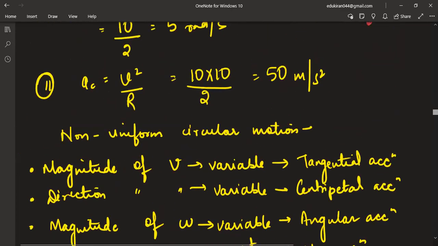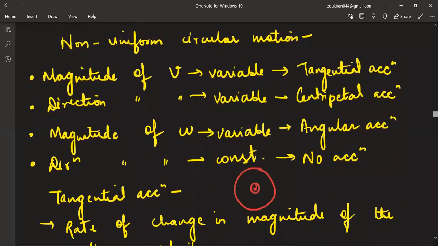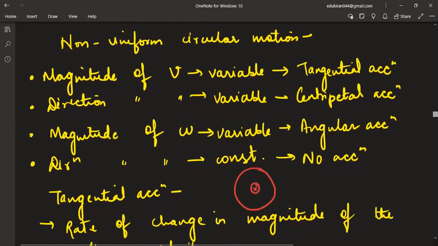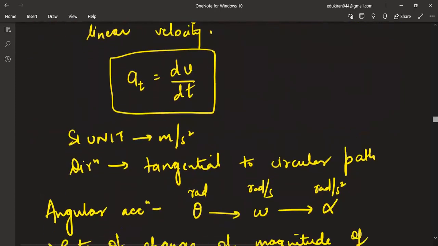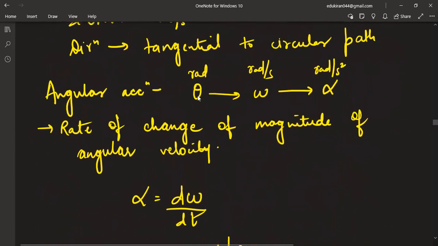Now, under non-uniform circular motion, when velocity's magnitude changes, you write tangential acceleration. When direction changes, you write centripetal acceleration. Similarly, when omega changes, you write angular acceleration. When the direction of omega changes, there isn't any acceleration. So tangential acceleration also you can differentiate. So this is the basic state. Radian for displacement, radian per second for omega, and alpha becomes radian per second square.